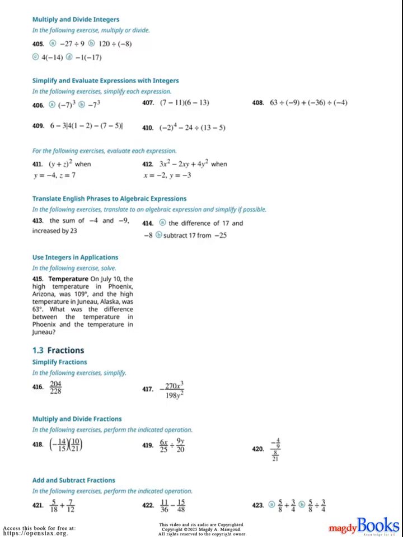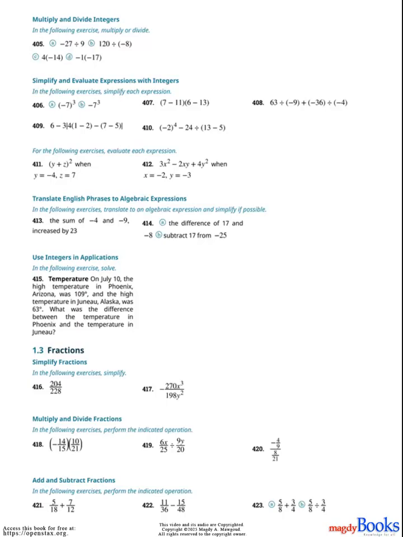408. 63 divided by (negative 9) plus (negative 36) divided by (negative 4). 409. 6 minus 3 times the absolute value of 4 times (1 minus 2) minus (7 minus 5).